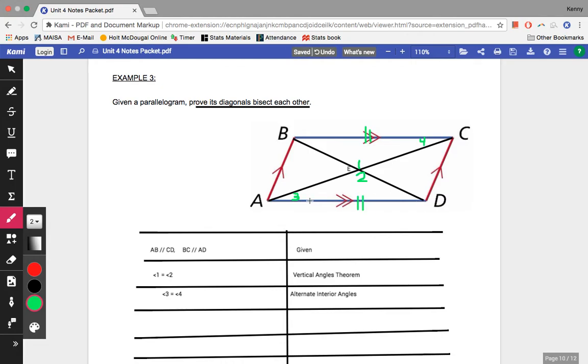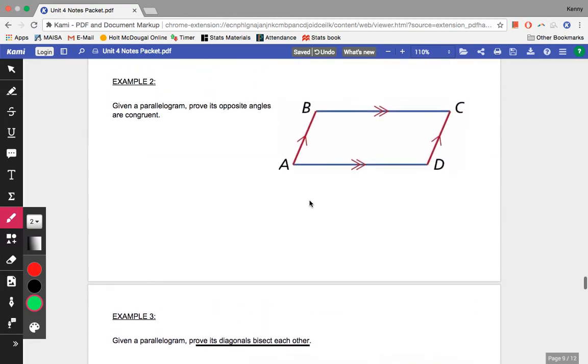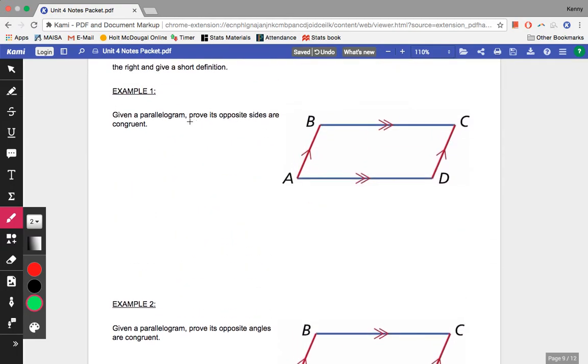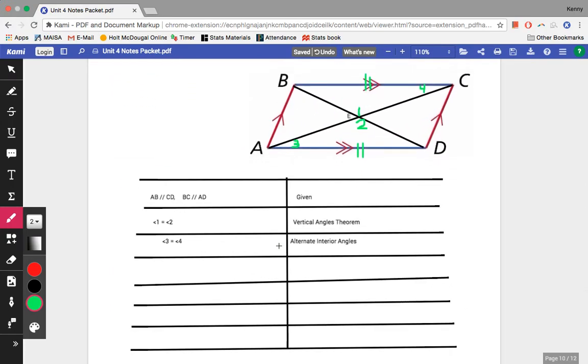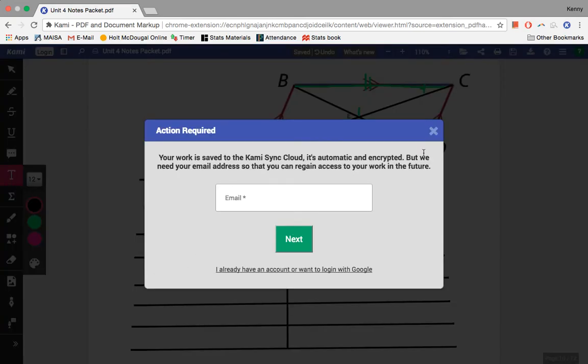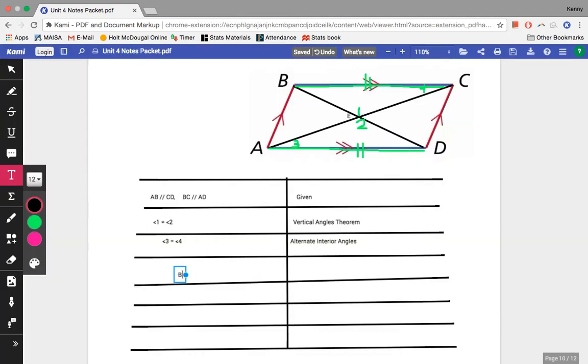Well, this is where it gets a little shady. Back in example 1, you proved the opposite sides were congruent. You proved that these sides right here were equal in a really long proof. We're going to use that proof inside of this proof. So we're actually going to say that BC is congruent to AD. You're going to have to hang with me on this one. We're going to say that BC is congruent to AD.